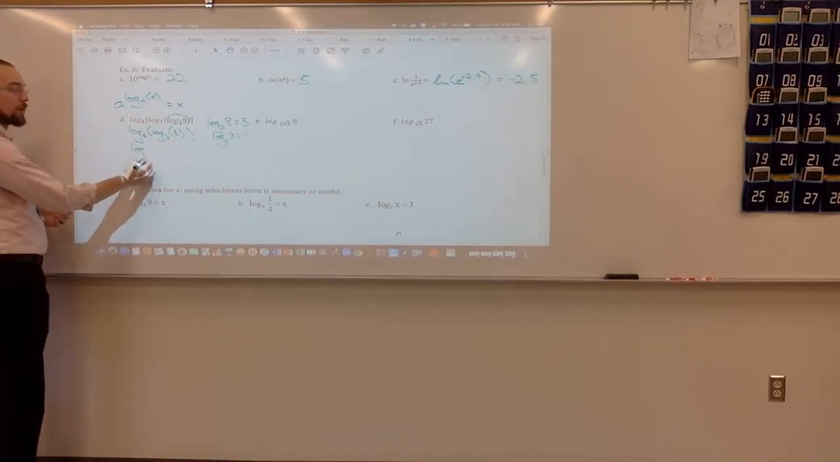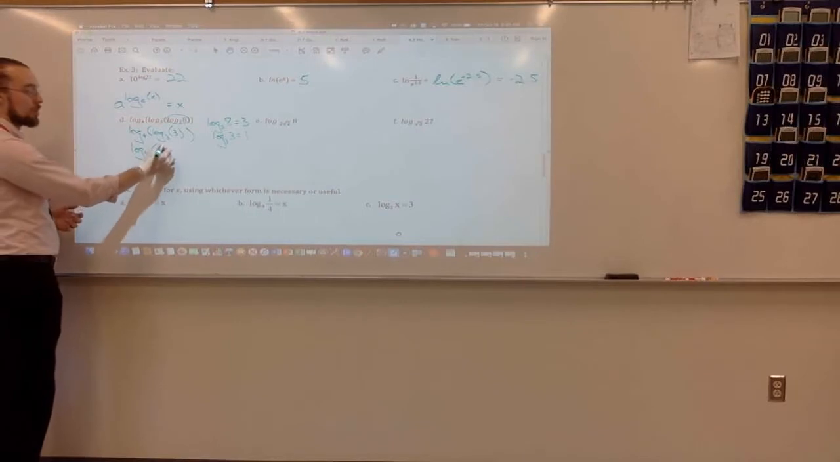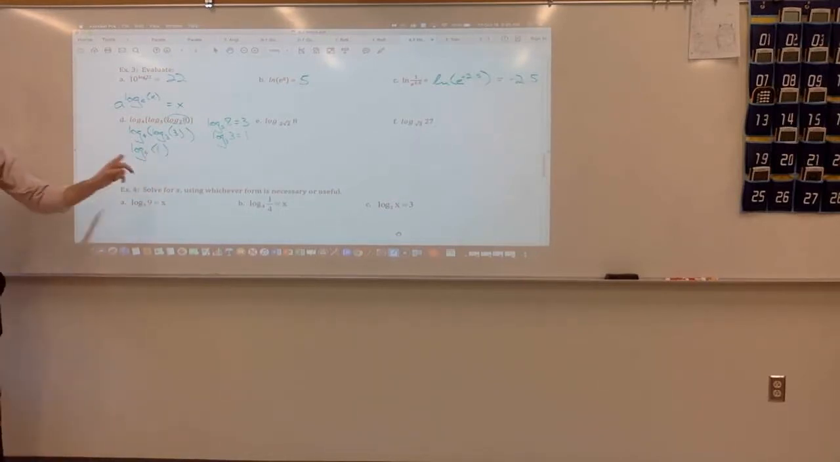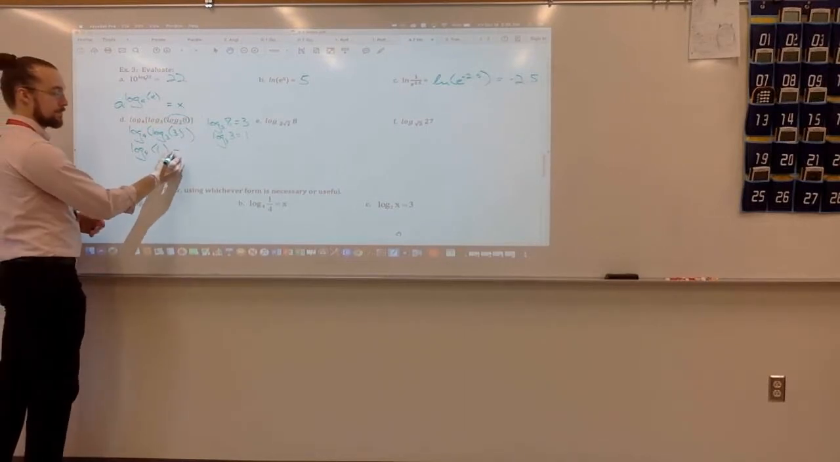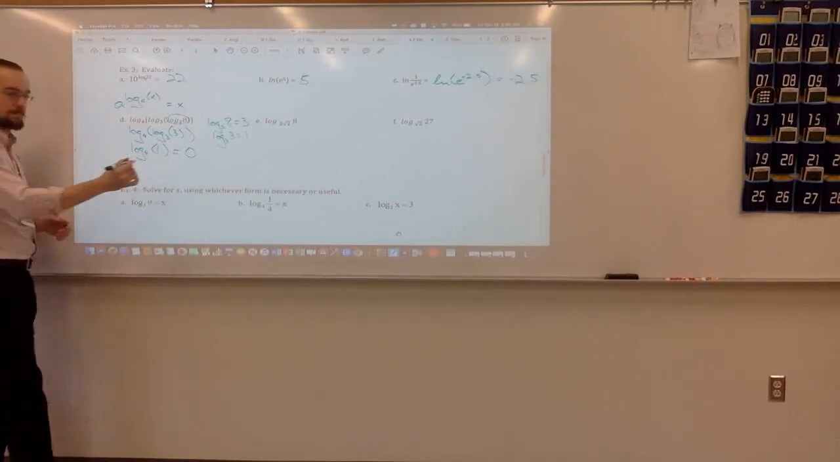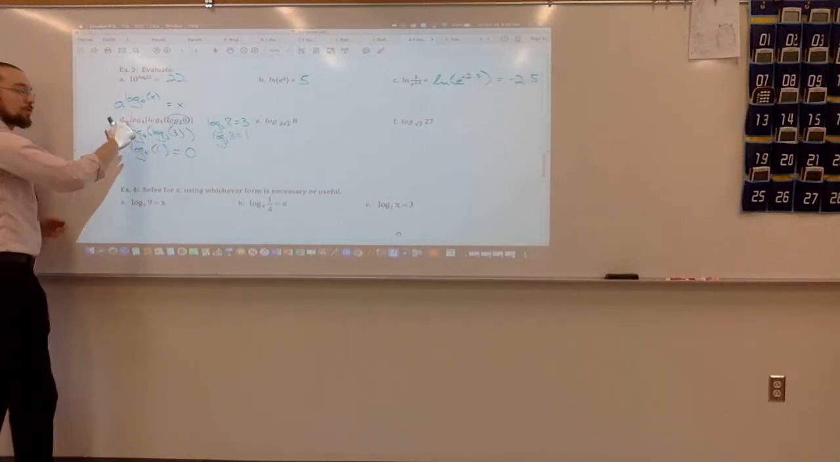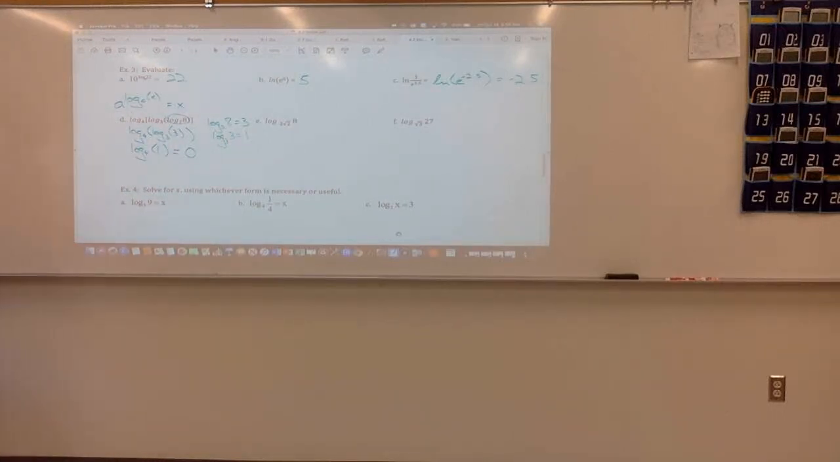So now I can rewrite this as log base 4 of 1. So 4 to what power equals 1? Anything to the 0 power equals 1. So all this equals 0. Log base 4 of log base 3 of log base 2 of 8 is equal to 0.